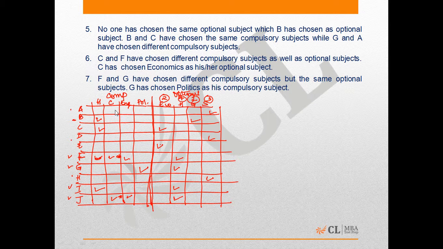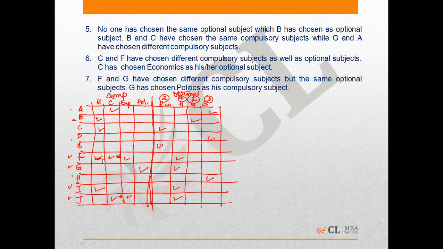Now let's come to compulsory subjects. A could not choose the same subjects as D and H, as it is given in the statement, and not even G. So A cannot have politics, and D and H are both going to have the same compulsory subject. So the leftover is chemistry, so chemistry is chosen by A. F and J have chosen chemistry and English as their compulsory subject in any order.